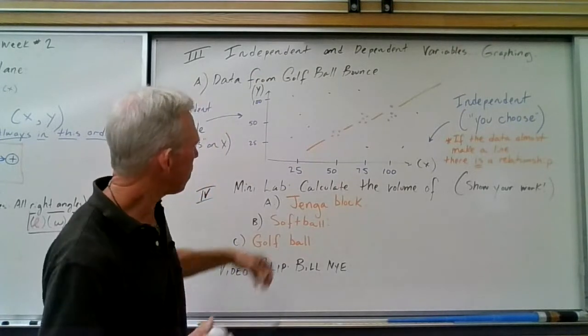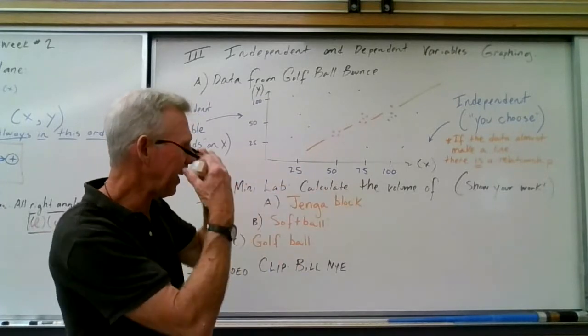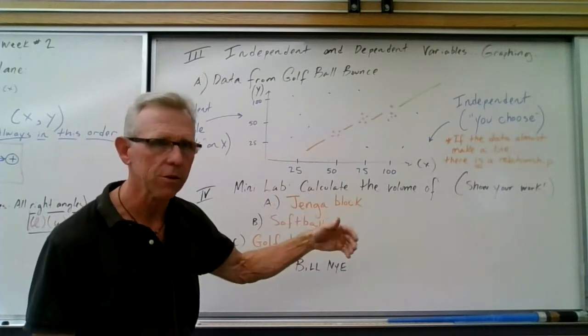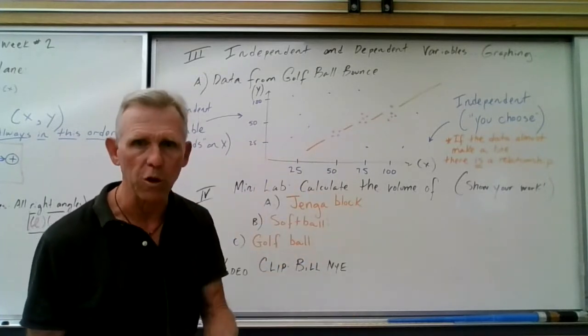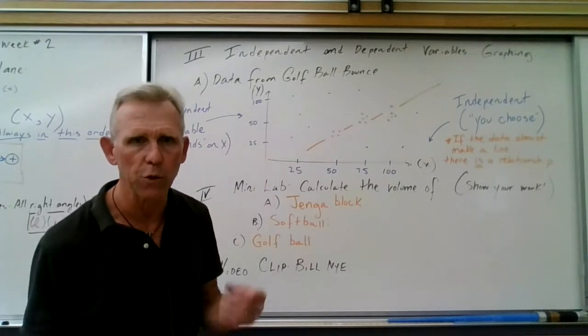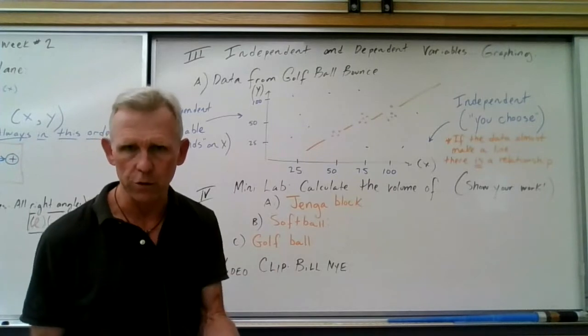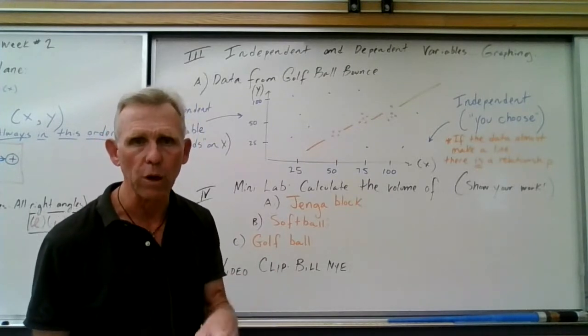One, as you put the variable down here, which was the independent variable, always listed on the x-axis, we chose the height from which to drop those golf balls. I always think of the independent variable as you have the independence to choose what it is that you're going to be changing in this experiment. In this case, we have the independence of choosing what height to drop from.